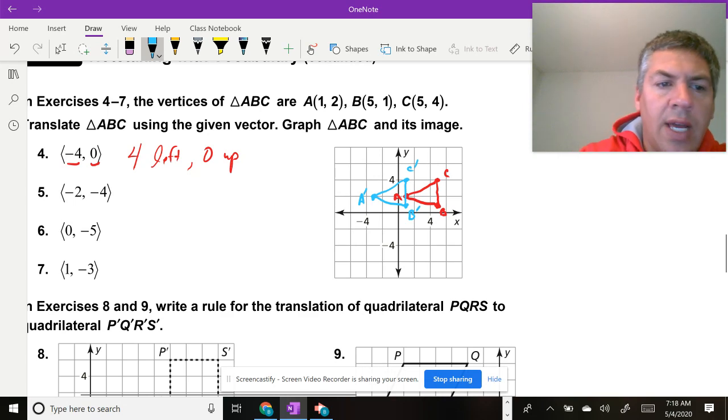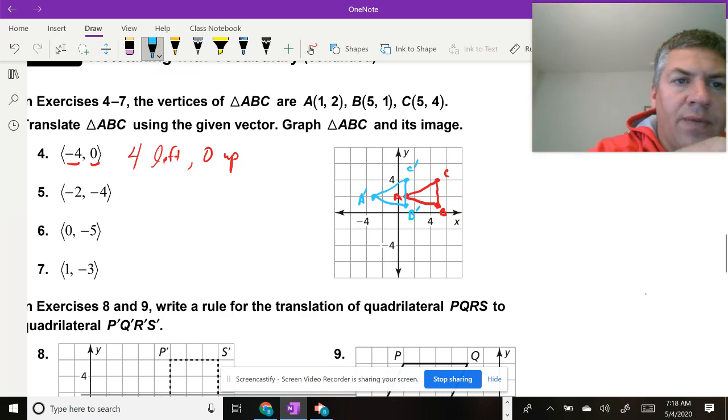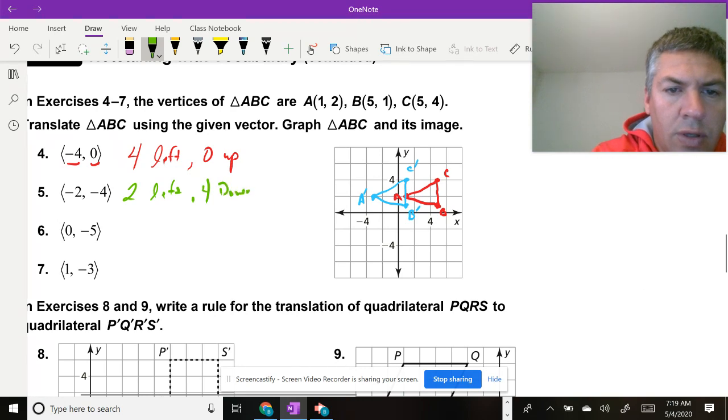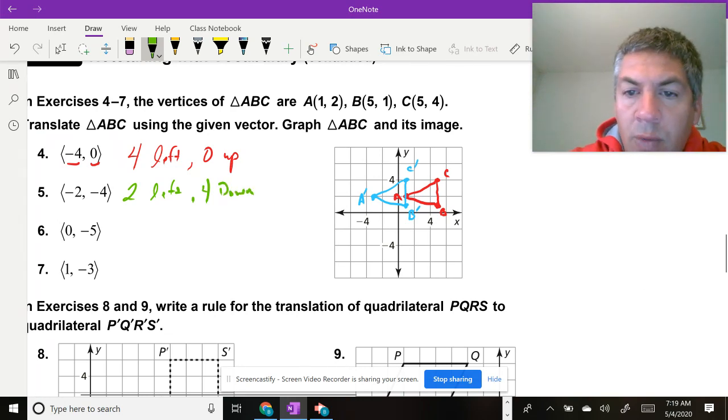Okay, so now we're going to use a different color here, trying not to confuse you. We'll call this A double prime, B double prime and C double prime. So we're going to move this to the left and 4 down. Again, we're moving from A. So A is going to move 2 left and 4 down. So this we're going to call A double prime. 2 left and 4 down is going to be right there.